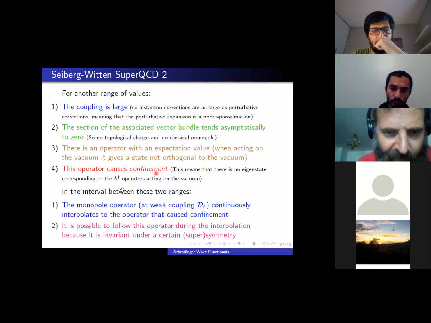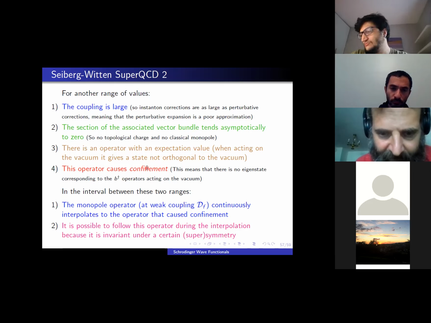Now, the reason this is interesting is there's an interval which interpolates between these two ranges, and the operator which creates the monopole turns into the operator which causes confinement when you do the interpolation.